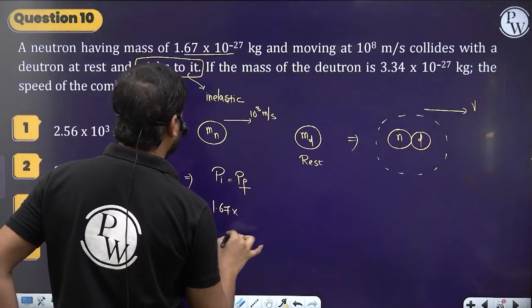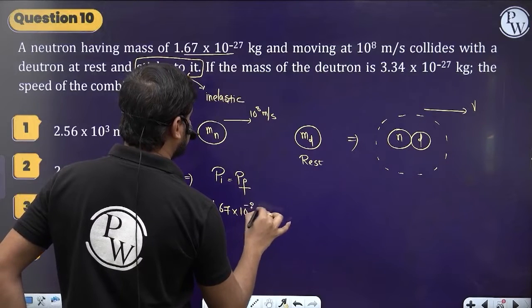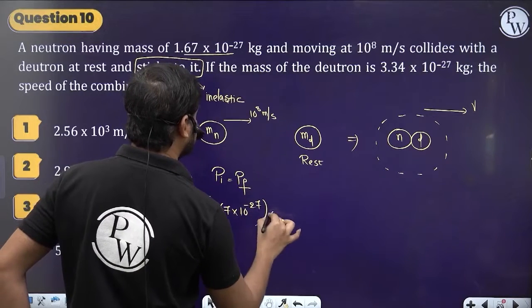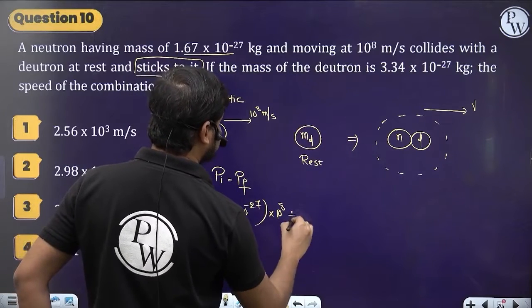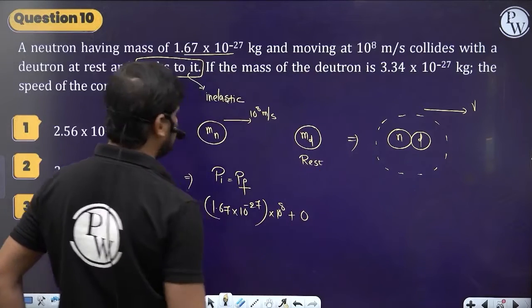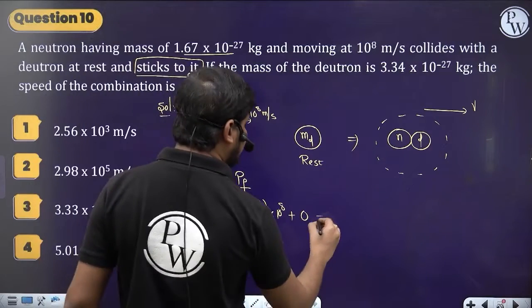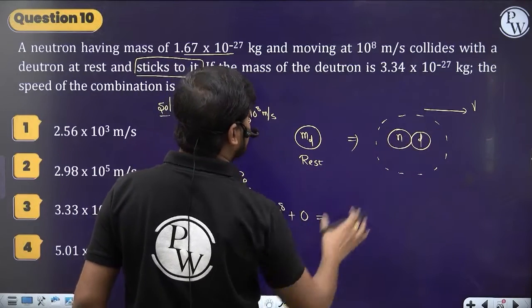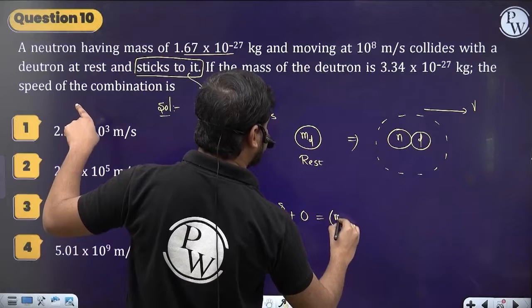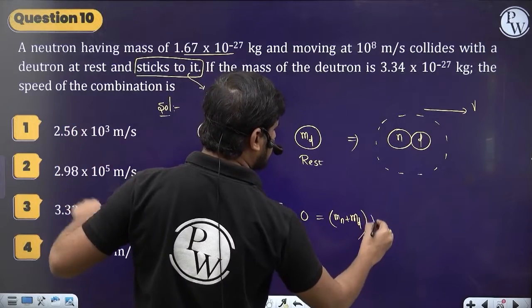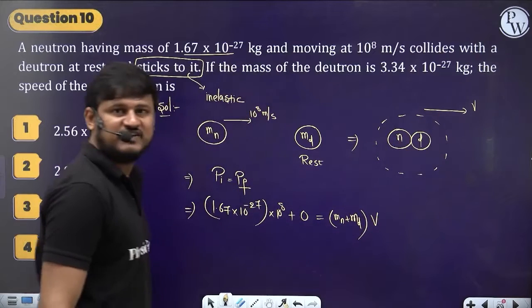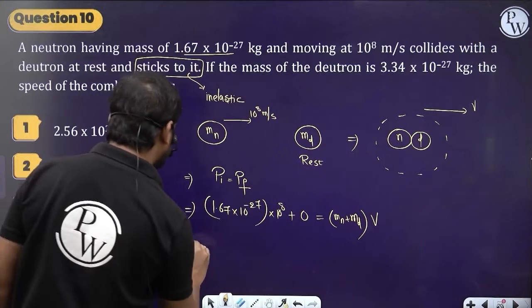1.67 into 10 to the power minus 27 is its mass, into its velocity, 10 to the power 8. It's moving with 10 to the power 8. The second one is at rest, so its initial momentum is 0. Finally, they both combine, so the mass of the neutron plus the mass of the deuteron combine, and they both together move with some common velocity v. Understanding? So now let's substitute the values.